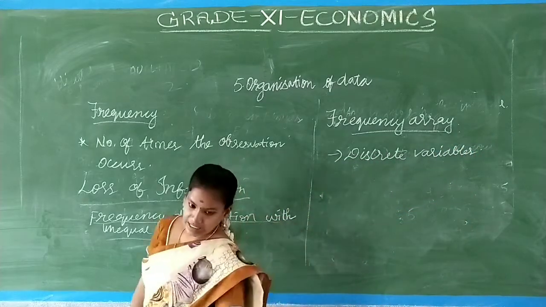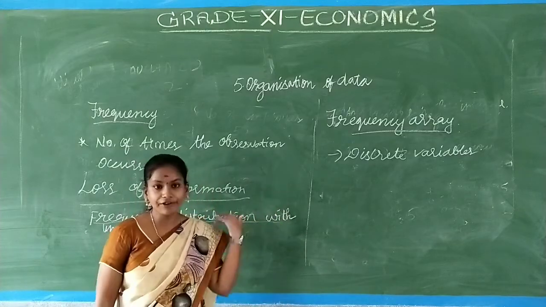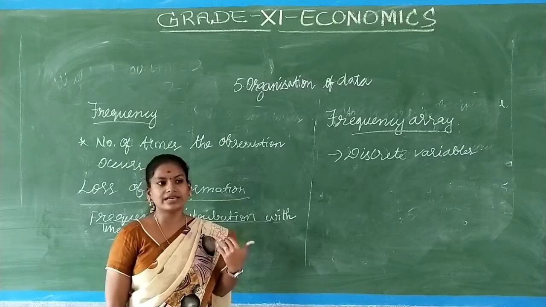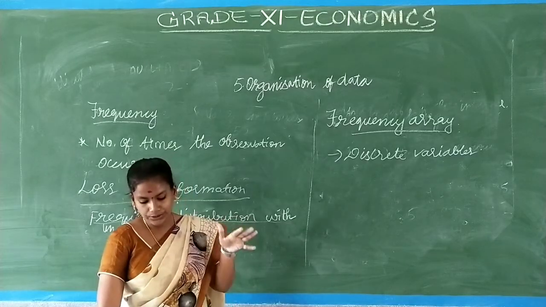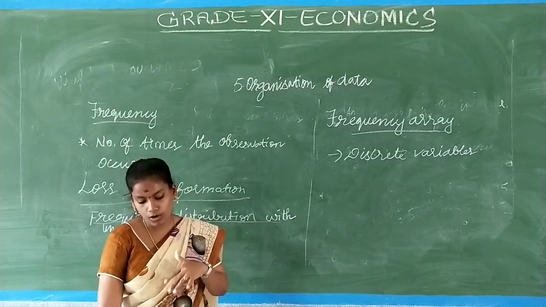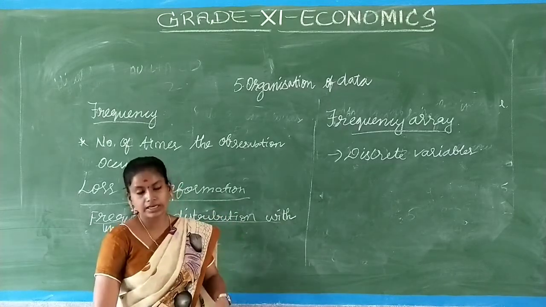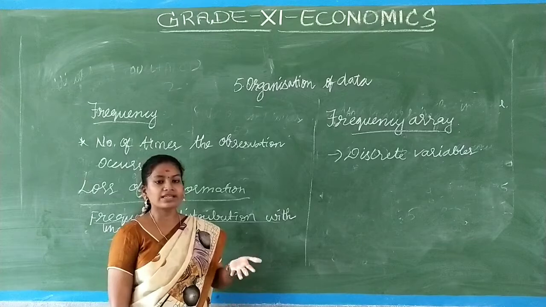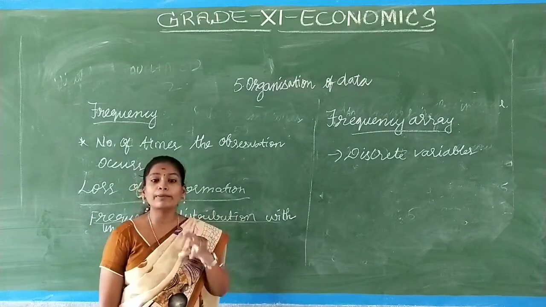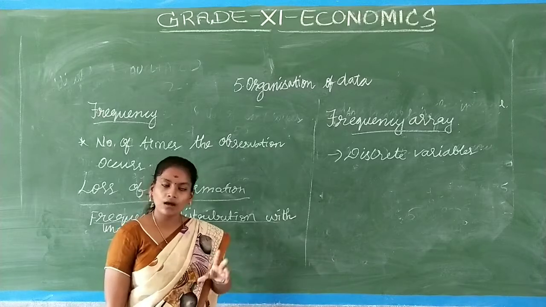In the case of discrete variables, we call it a frequency array. How does it work there? It takes values and does not go with any intermediate values. It has only jumps. In that case, how will you have the frequency array? They have the example here where size of the household is given. Size of the household means how many people live in one home, one house.